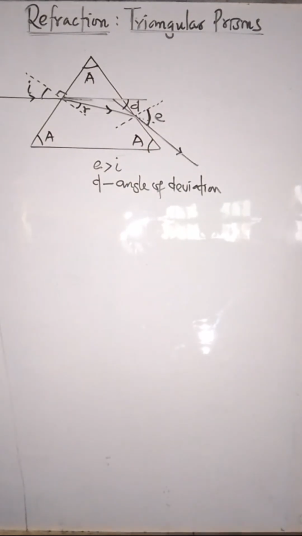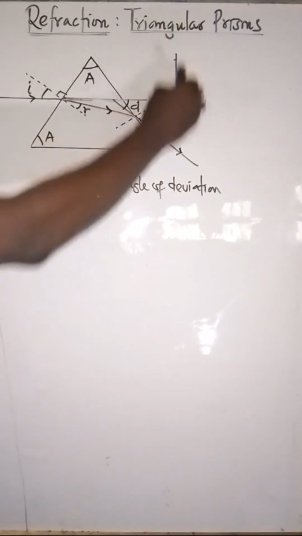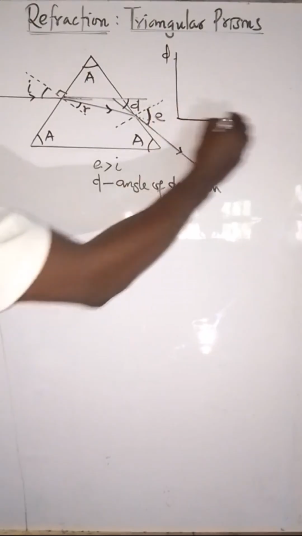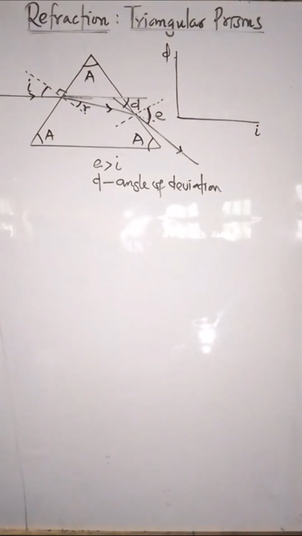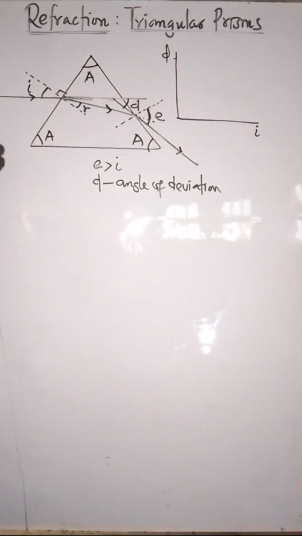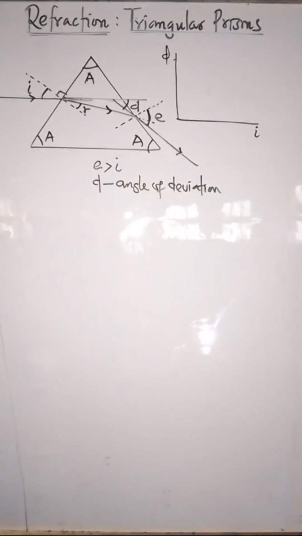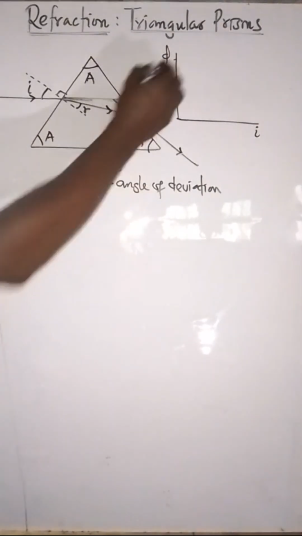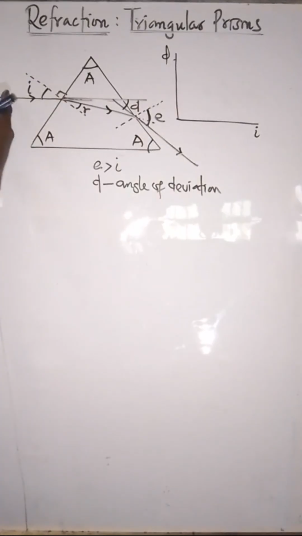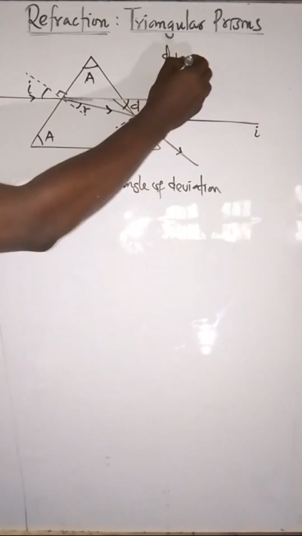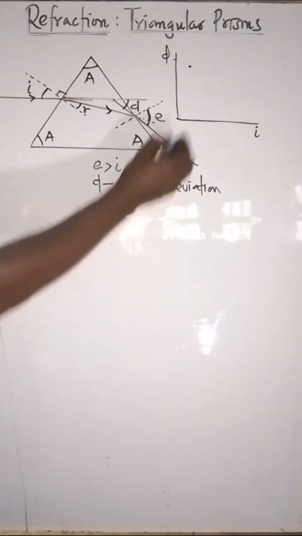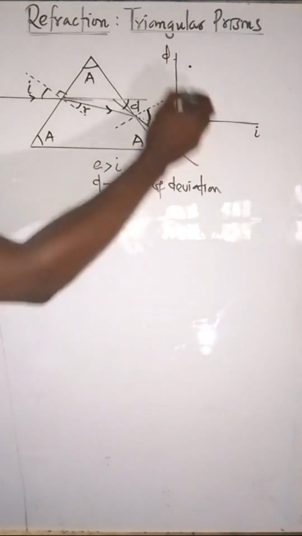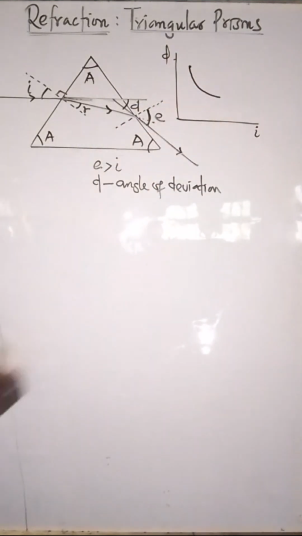If we are to sketch the angle of deviation against the angle of incidence, suppose here we have the angle of deviation D against angle of incidence I. We notice something. As we increase the angle of incidence, the angle of deviation will decrease. Suppose initially, for this value of I here, the deviation is D. As I is increasing, the angle of deviation will decrease.